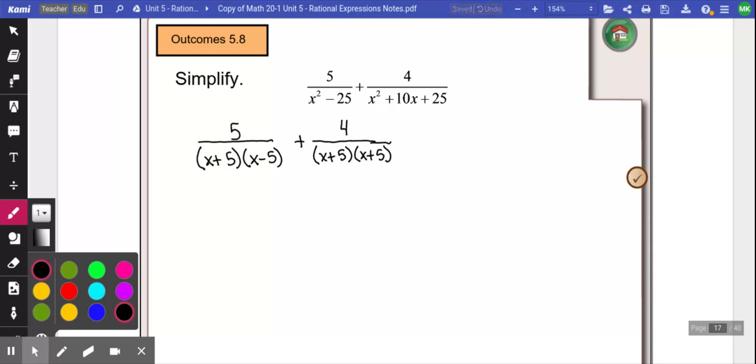First step is factor completely. Second step, state your non-permissible values. X cannot equal positive or negative 5. Now we can start to simplify. To simplify means to write as one fraction.